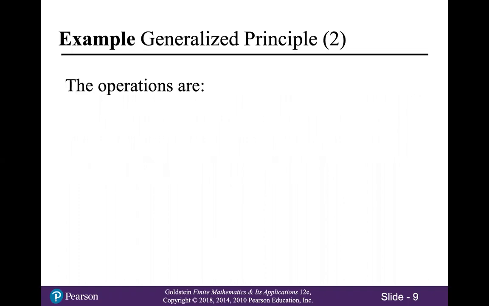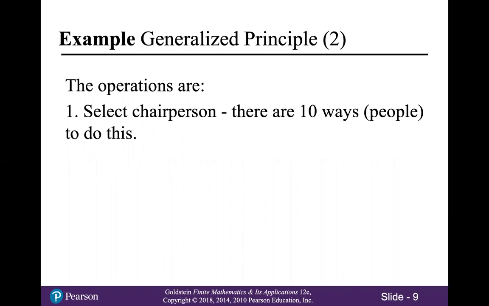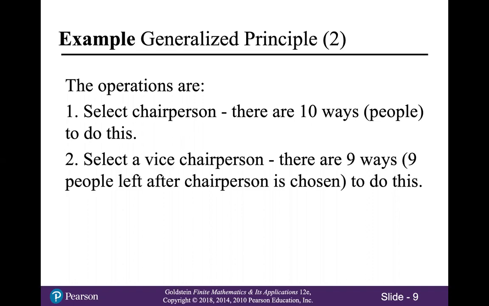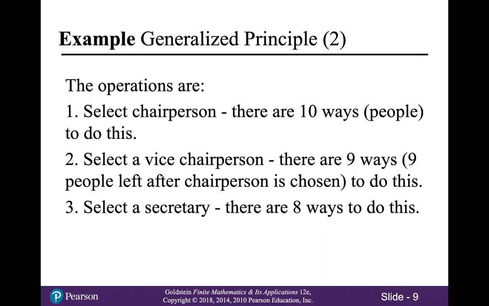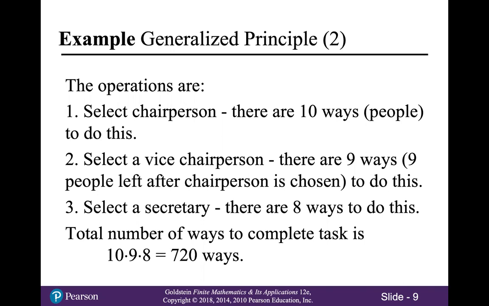So the operations are, first select a chairperson. There are 10 ways to do this because you have 10 people to pick from. Then when you select the vice chairperson, there are 9 ways to do this because you can choose any person other than the person who's already been selected chairperson. And finally, to select a secretary, there are 8 choices because 2 people are already serving as chairperson and vice chairperson. Therefore, the total number of ways to complete this task is 10 times 9 times 8, which is 720.